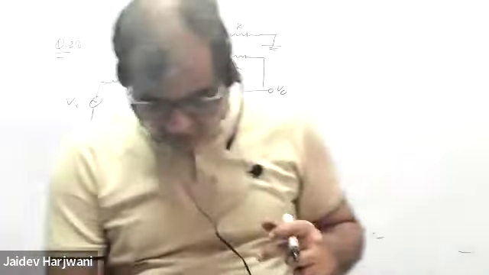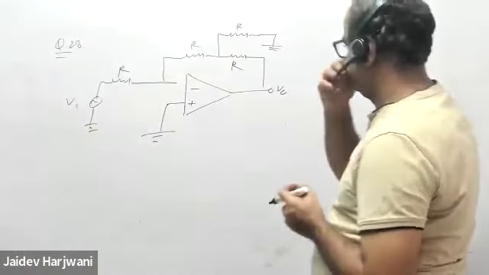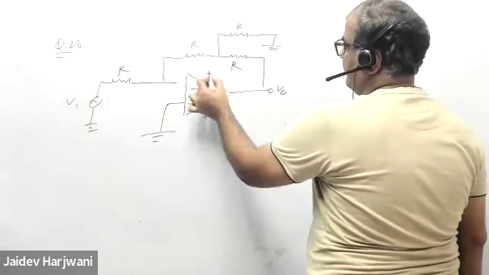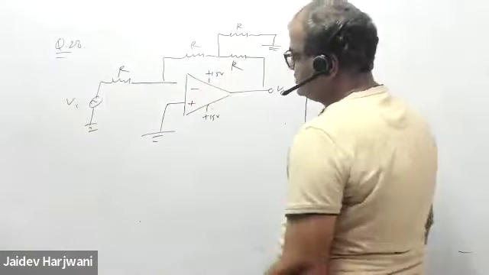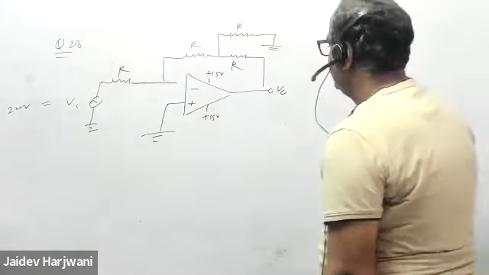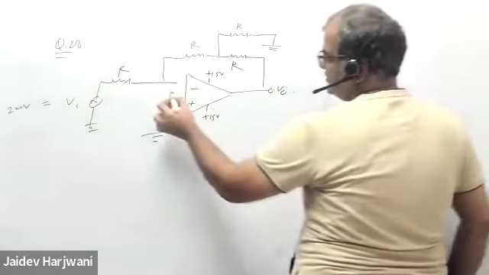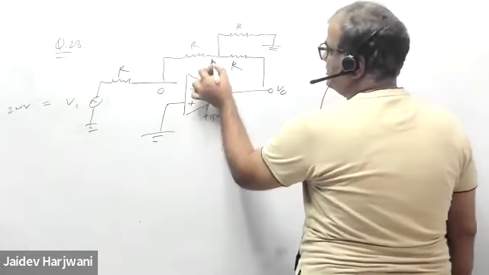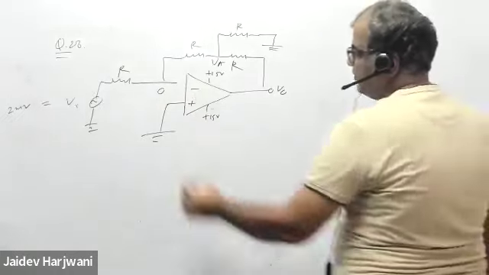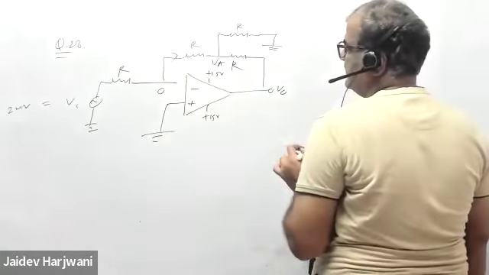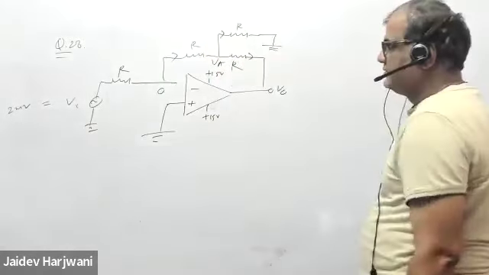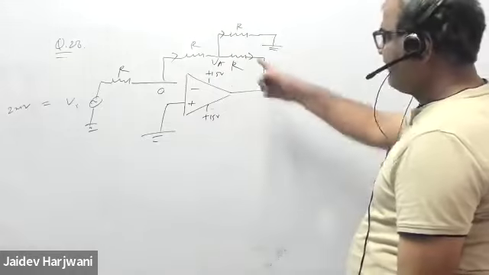Okay, we need to find V naught. This is 15 volt given, and this is 2 millivolt. I want to find what is the V naught here. So obviously this is ground, so this is 0. I don't know this potential, say this is VA. Now some value is coming here, current is coming here. Say some current is going like this. Okay. Now I can find what is V naught.